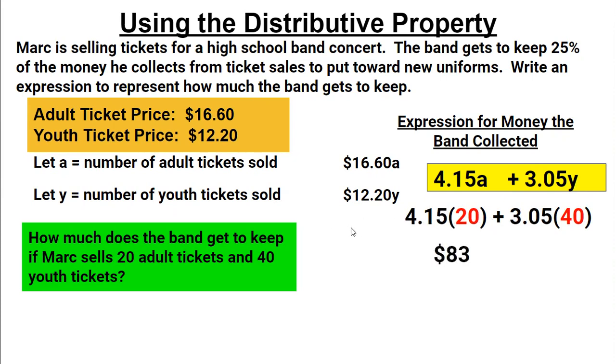So 83 for the first answer, 122 for the second. We add them together and we get $205. So if they sold 20 tickets for the adults and 40 tickets for the youth, Mark's team would get $205 to buy new uniforms.